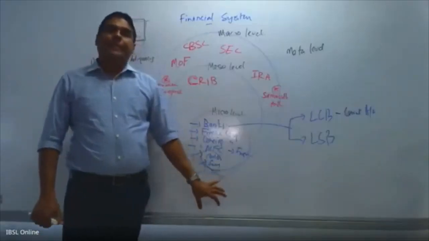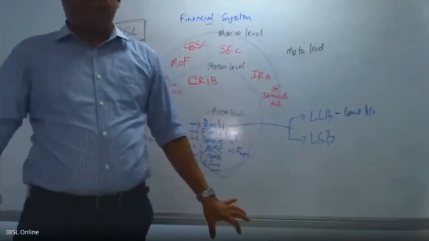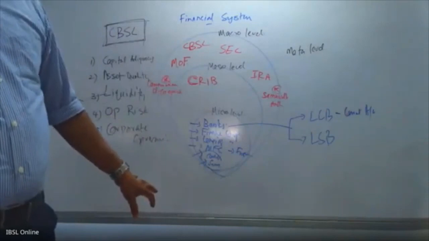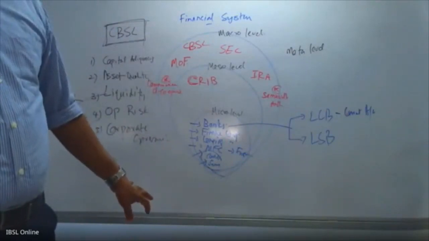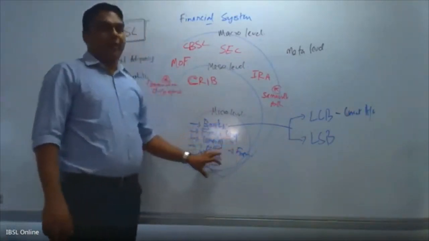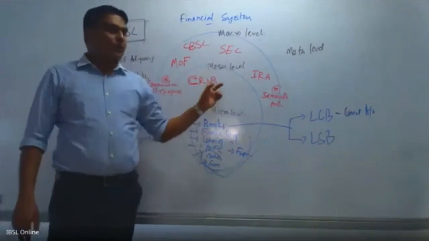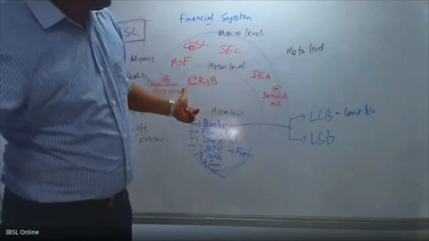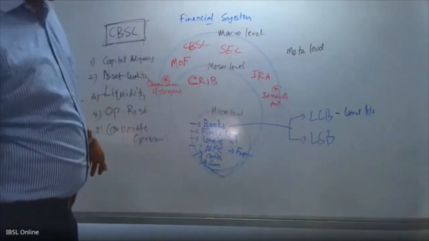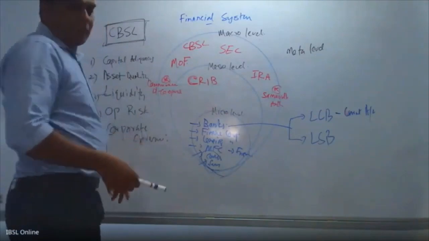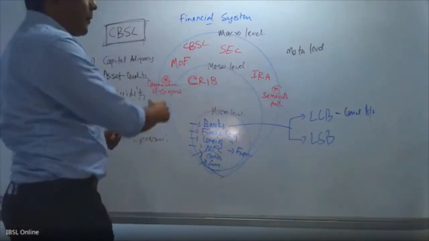Any question or any comment? Right. So CRIB is not a regulator. It's not a financial service provider, but a support agent. So please note, meso level institutions are institutions which support the function of the financial industry.